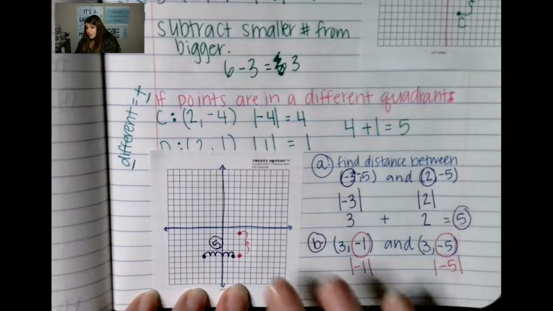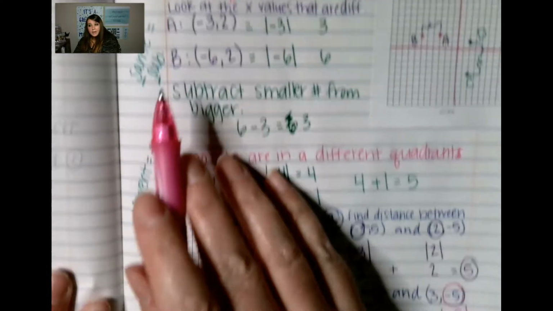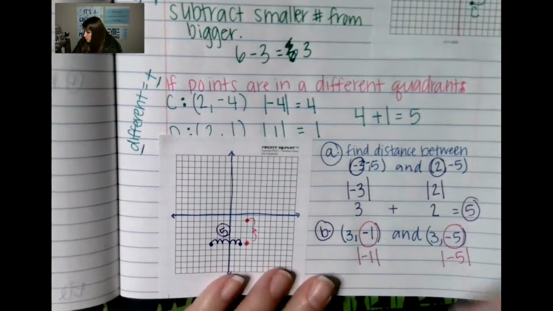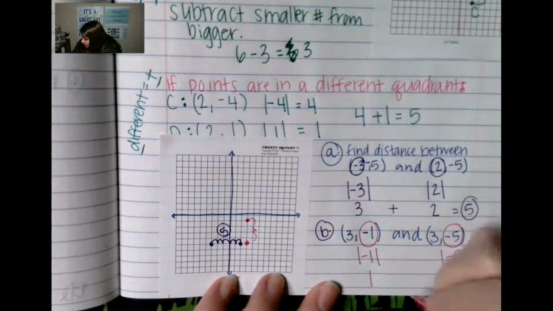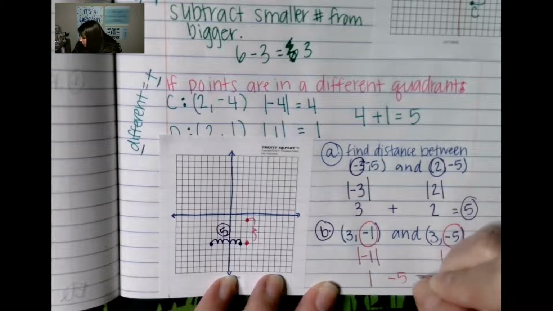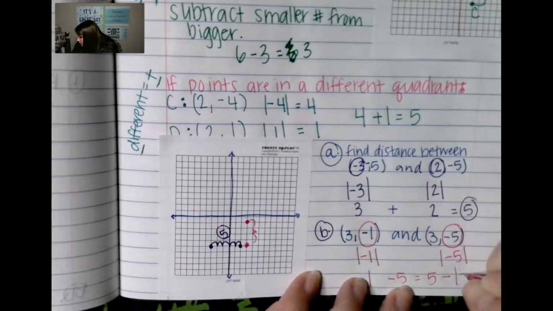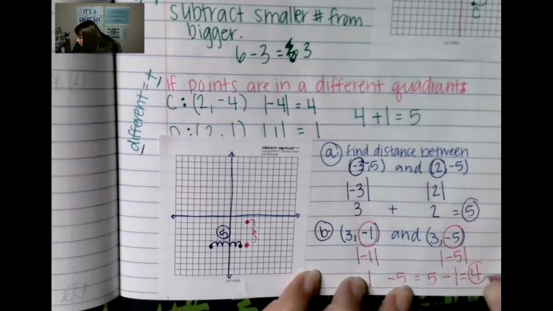Because they're in the same quadrant, same says to subtract. So we're going to subtract the points. So 1 minus 5, but we need to flip them because the smaller number needs to come first. So it's really 5 minus 1, which equals 4.